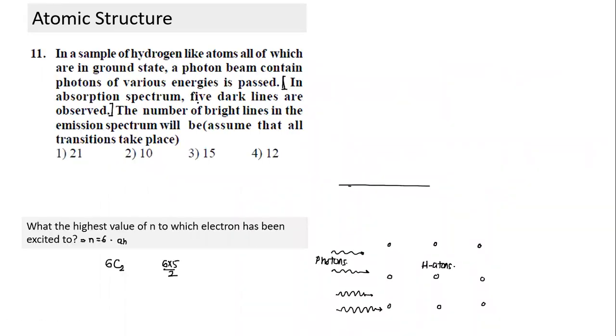So what will be the energy levels of these 5 dark lines? All 5 dark lines will match the emission spectrum of which series? The emission spectrum of the Lyman series. All are getting excited from which level? They're all getting excited from the ground level. So all 5 dark lines will match the emission spectrum of the Lyman series.